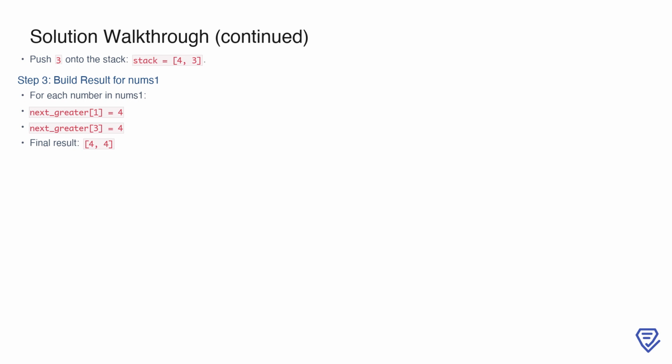Now, we build the result for nums1 using the next_greater dictionary. For 1, the next greater element is 4, and for 3, it is also 4. Therefore, the final result for nums1 is 4, 4. By following this process with a monotonic stack, we efficiently solve the problem for any given nums1 and nums2 arrays.